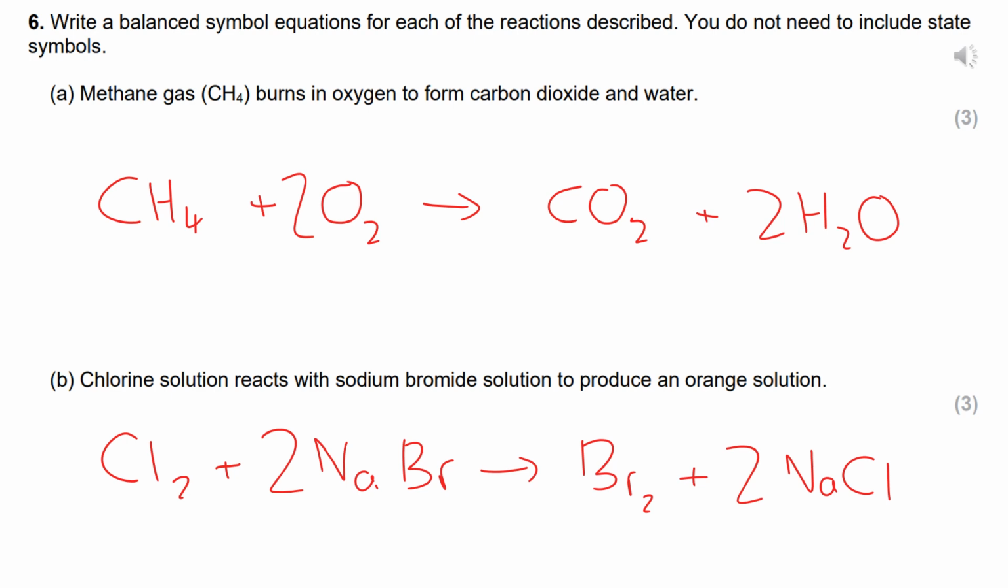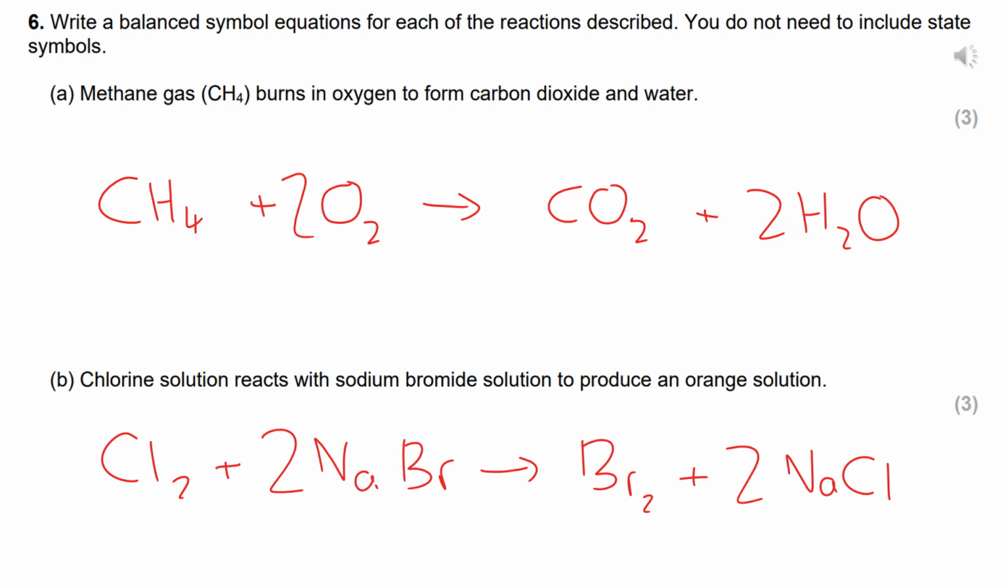For 6b then, this is a reaction that we have done this year. So chlorine solution is reacting with sodium bromide solution to produce an orange solution, and we're writing a balanced chemical equation for that. So remember that your halogens are diatomic, so the chlorine that's reacting with it will be Cl2. Then sodium bromide is going to be NaBr. Use your crossover method to figure out the formula of that. That was a common mistake. It's not NaBr2, it's just NaBr.